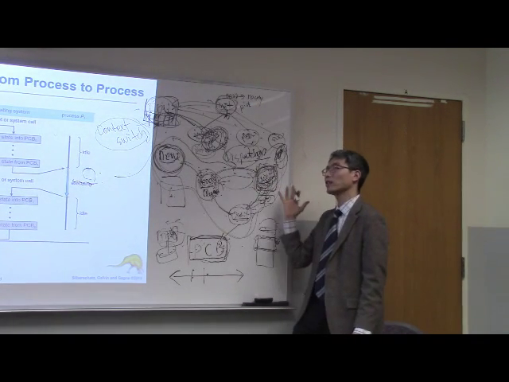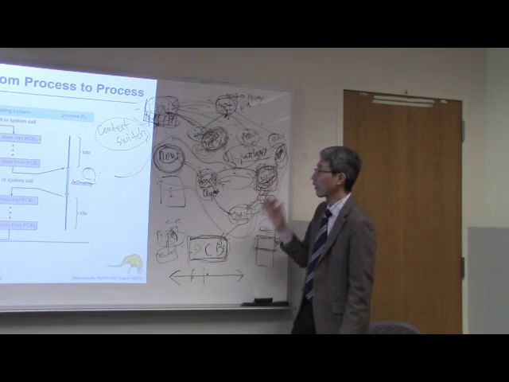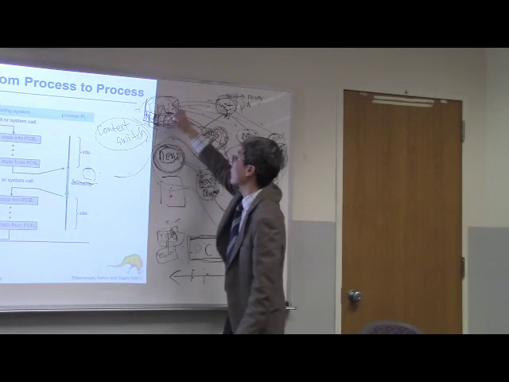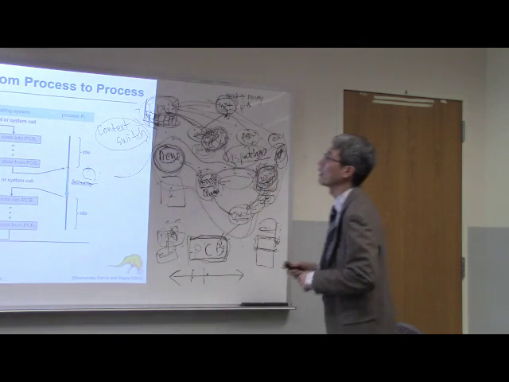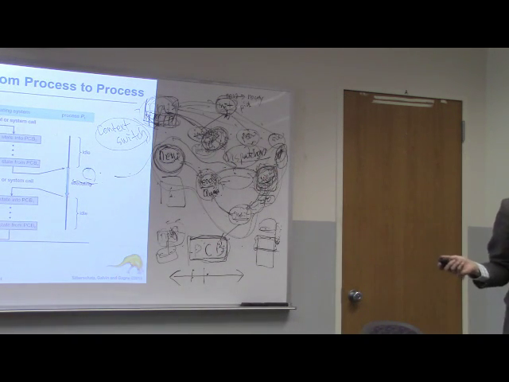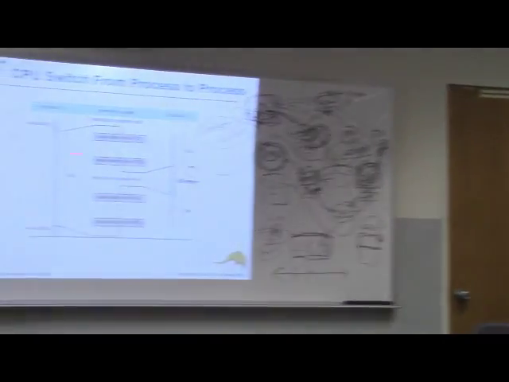To do that, whenever a process is moved to the wait or ready queue, we need to bring another process to the running state and change all the information. That is called the context switch. So this slide shows how the context switch works. Let's say that we have two processes.